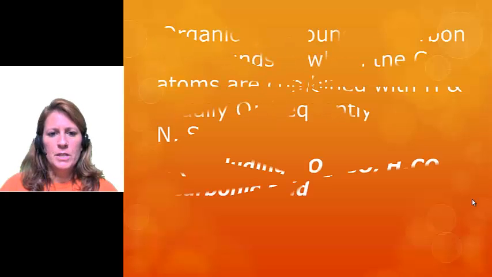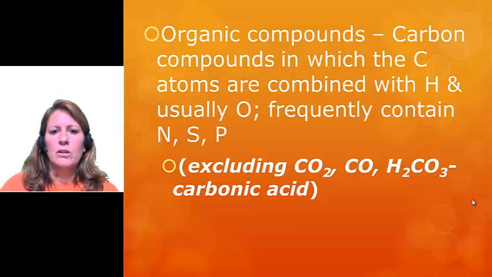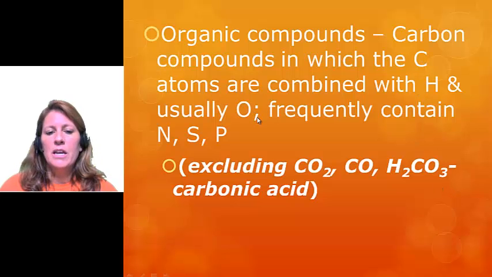Okay, so organic compounds are anything that has a carbon chain to it. Carbon atoms that are combined with hydrogen, oxygen, and frequently it will also have nitrogen, sulfur, and phosphorus. So the main parts of an organic compound would be carbon, hydrogen, oxygen. Those are the key. Now there's always exceptions to the rule, and make sure you know these down here.